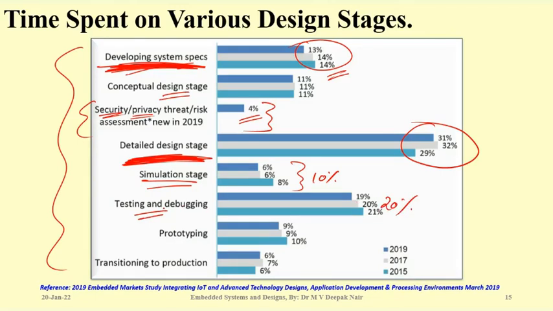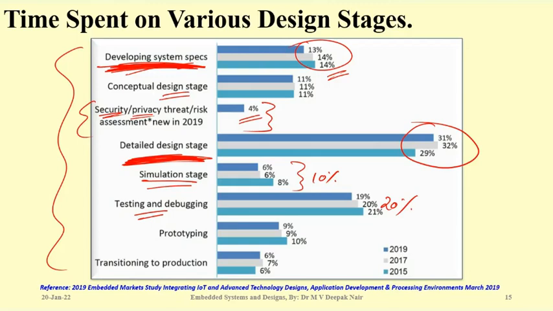So once you have simulated it, it might be working in the simulation, but when you bring it to the hardware testing level on the breadboard or on the PCB, you will find it is not working. So suppose you spent 10 hours in simulation, you will be spending 20 hours to debug it or test it in all the conditions that you are planning.